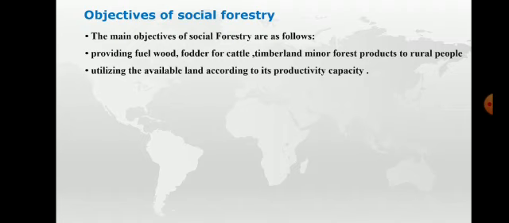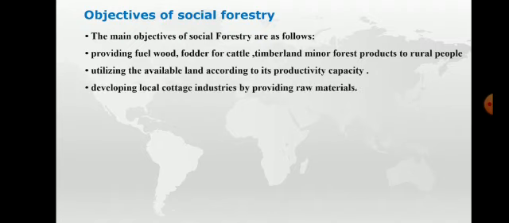Next, you can see utilizing the available land according to its productivity capacity. So how much the land can produce, that much they can plant trees in that land and utilize it. Developing local cottage industries by providing raw materials. So people can plant plants which serve as raw materials for small cottage industries. So that type of plants also can be planted.